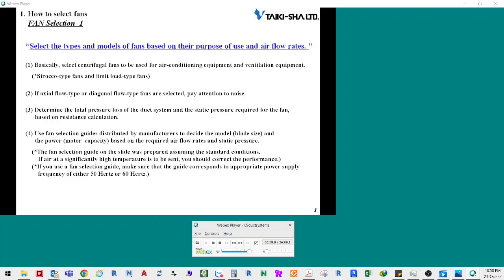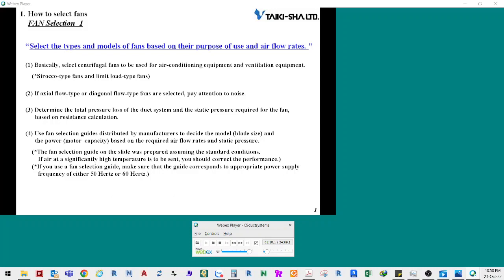If axial flow type or diagonal flow type fans are selected for an office, you must pay attention to the sound. For factory air conditioning, axial flow type or diagonal flow type fans are often selected.